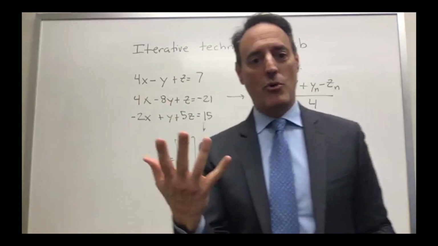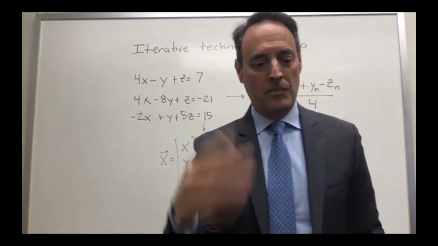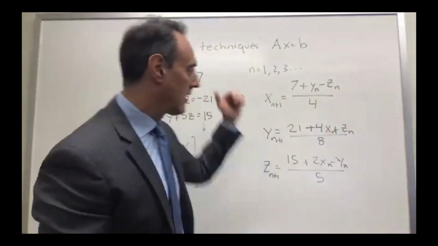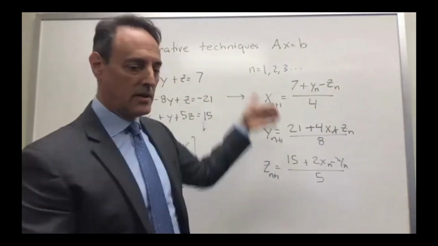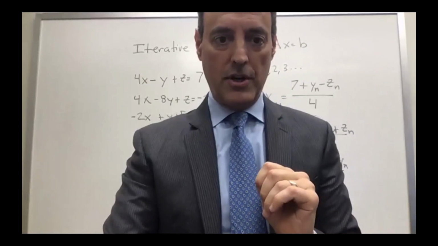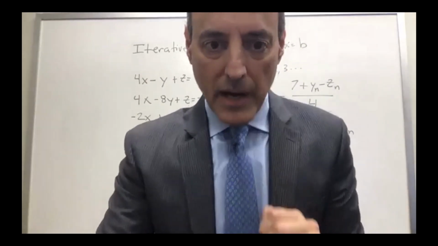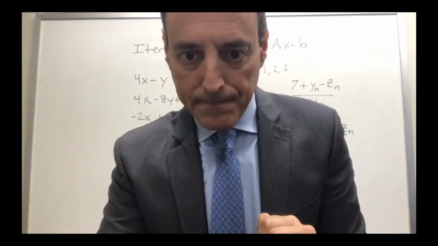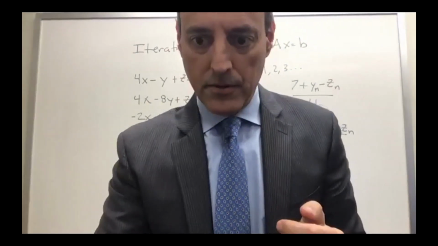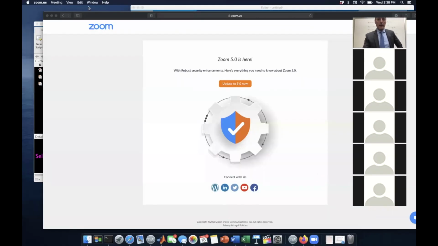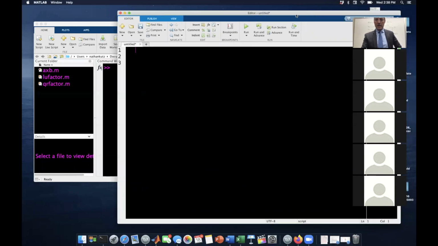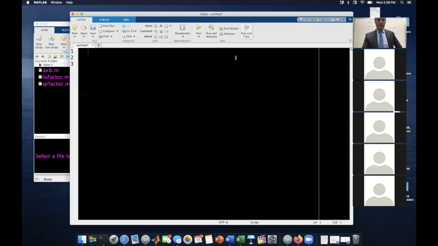So let's write a code to see what happens. What I'm going to do with you is a screen share, and we're going to do exactly that. We're going to iterate on this set of formulas to see what happens. So let me go ahead and share my whole desktop. There we go. Hopefully you can all see my screen here.